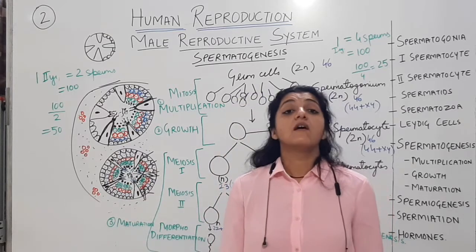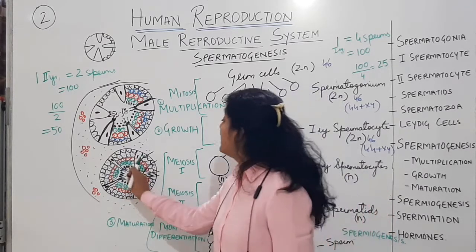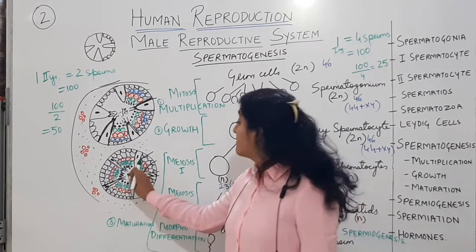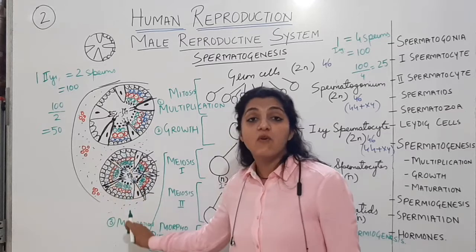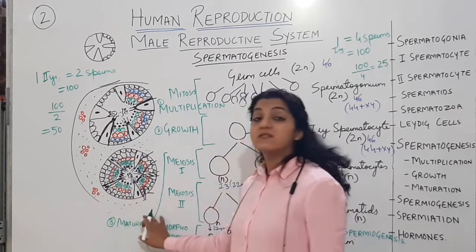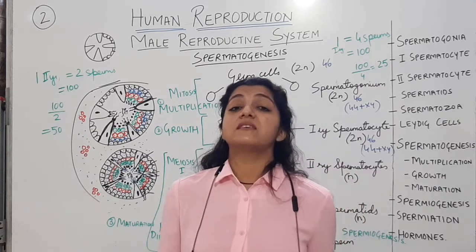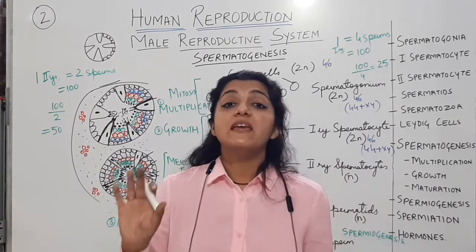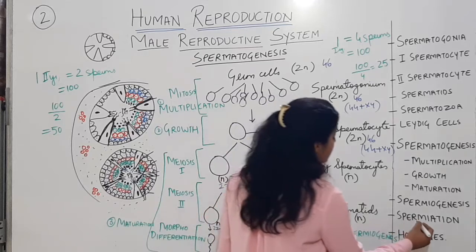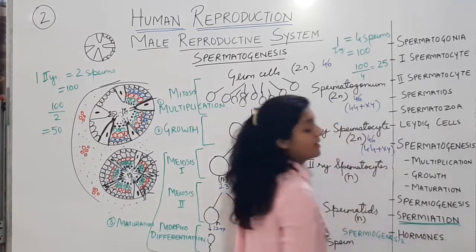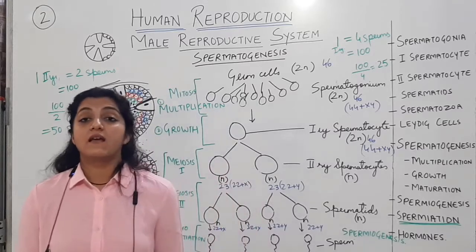Now the process by which the developed sperms are released from the lumen of the seminiferous tubule and they move forward to the rete testis, this process is called spermiation. देखो इधर spellings को. Spermiation. Let me repeat it again.